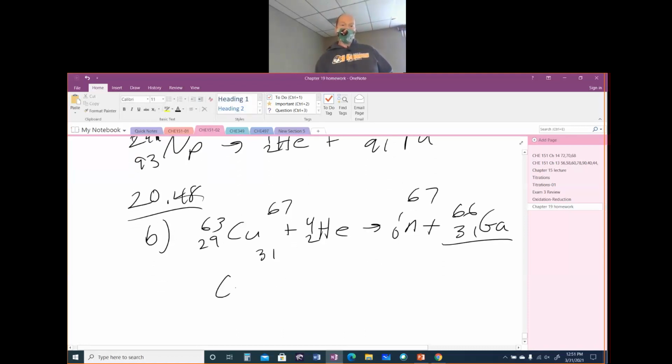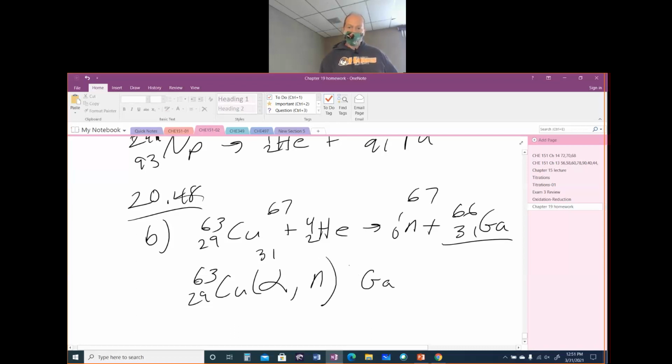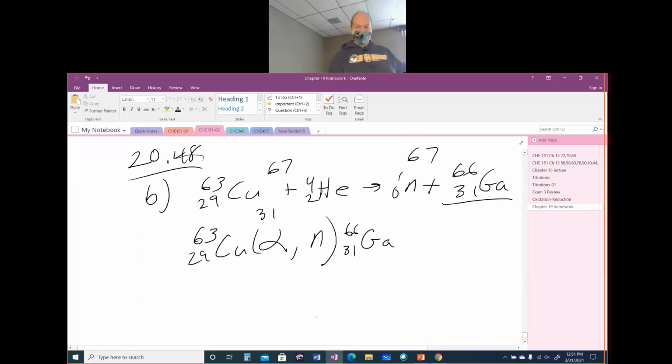Now we put it in a notation. And so our target nuclei is the copper 63. All right, it is bombarded with alpha particles. You need to know the symbol for alpha and know that that is a helium-4. It ejects a neutron, and the product molecule is a Ga 66 31. All right, so you have to be able to write the reaction and put it in a cell notation or a notation form. This is not chapter 19. All right, so this is a nuclear bombardment reaction.